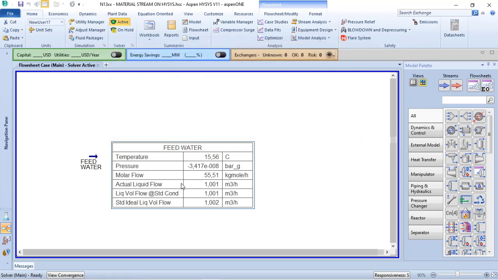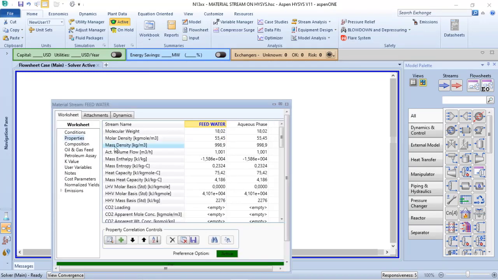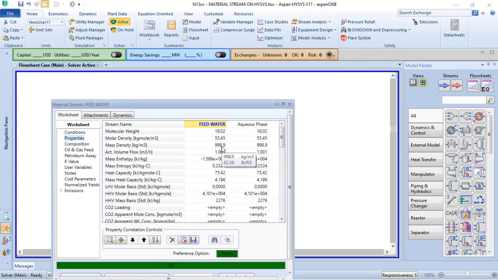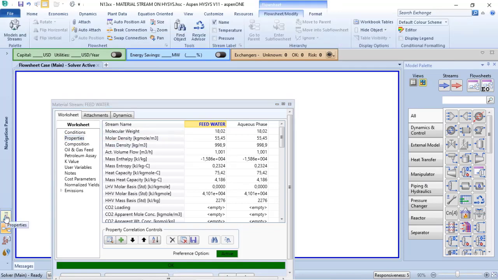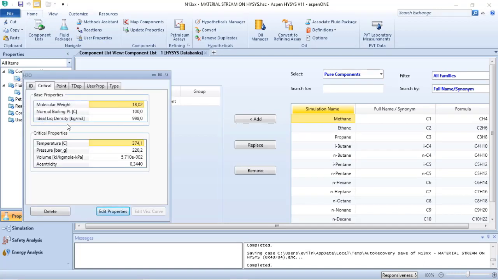verify the reference for the mass density by returning to the feed stream, going to properties, and here I have the mass density used to perform the calculation of the liquid volume flow at standard condition, 998.9. If I want to verify the standard ideal liquid mass density, I can return to my properties, double click on my components, and here I will verify what value is considered for the calculations. Ideal liquid density is 998.0.